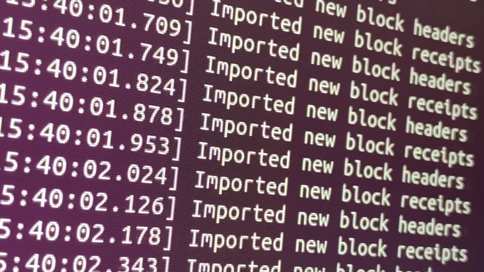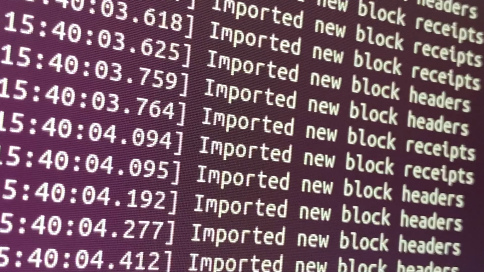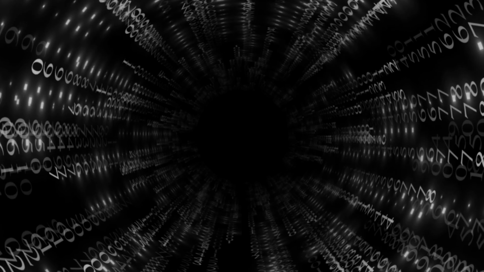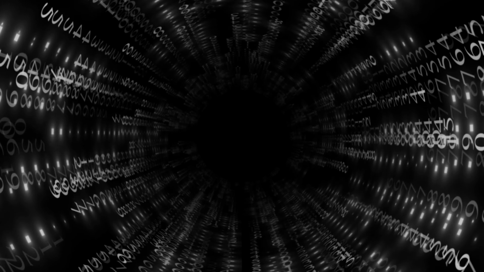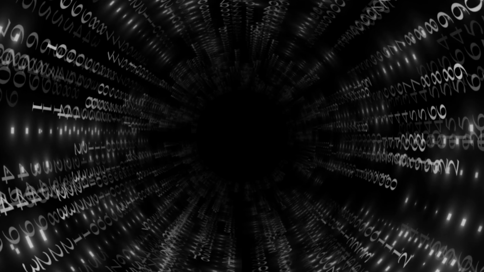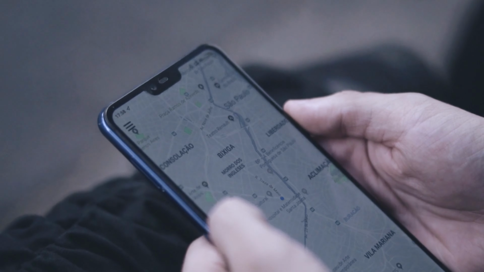Let's start with what is Apache Kafka. Apache Kafka is a distributed open source event streaming platform used to build real-time data pipelines and streaming applications. In simple terms, it's a system for moving data between services or systems in real time, very fast and very reliably. For example, think about Uber.